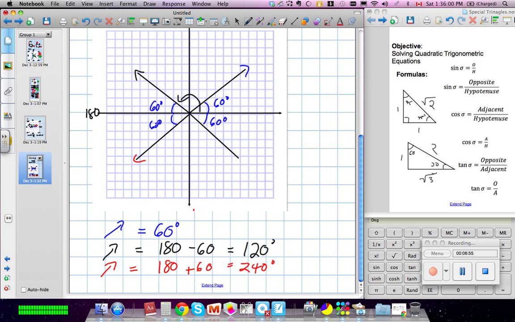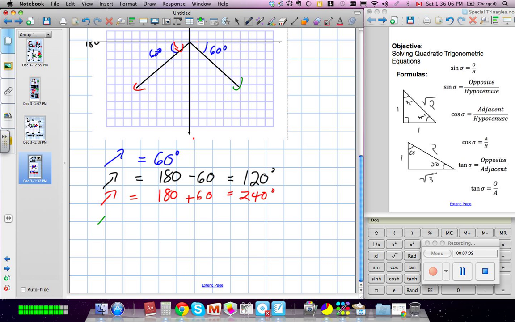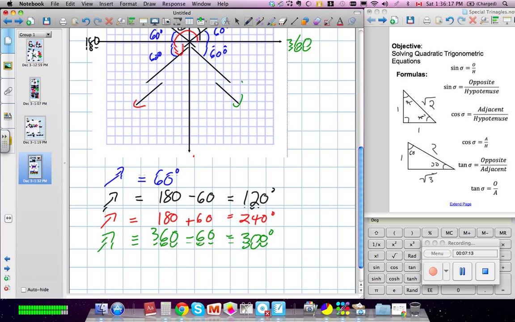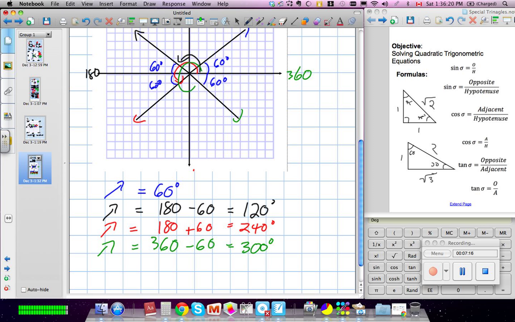And which makes sense, that's all the way around there. And finally, the green arrow, we're talking about 360 subtract 60. So we take 360, subtract our 60 degrees, we get an angle of 300 degrees, which makes sense. With them starting from here, all the way around here would be 360 degrees.